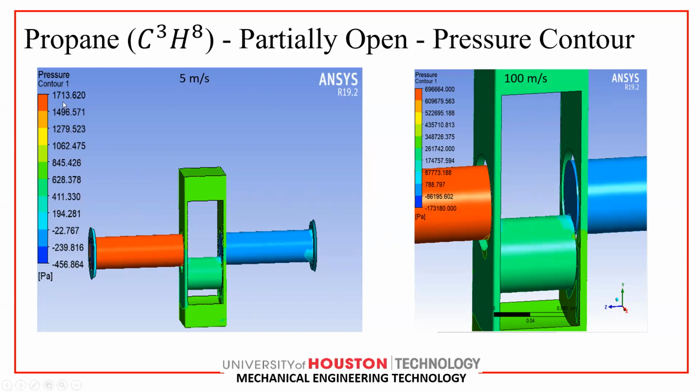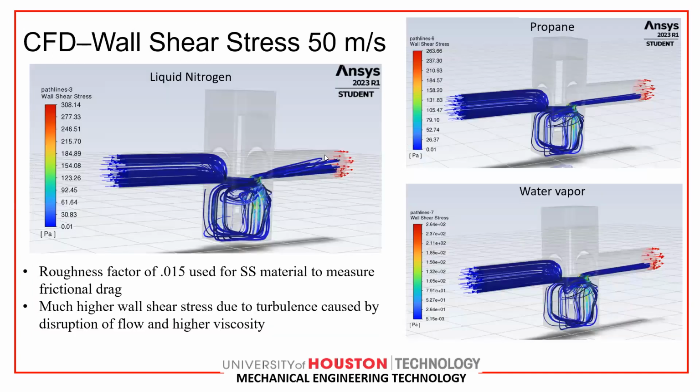It shows the pressures from the minimum of negative 450 Pascals to the maximum, which is equal to 1713.620 Pascals. As well, this one shows the minimum pressure, which is negative 173 Pascals, to the maximum pressure, which is equal to 696,664 Pascals.